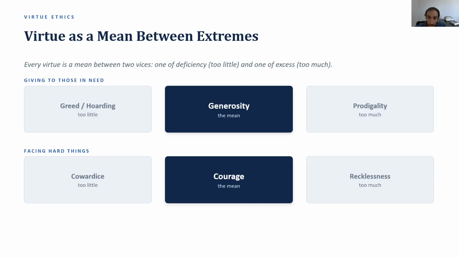And so, in short, virtues are a mean between two extremes, those extremes being an excess and a defect. Both extremes are vices, they are bad habits. The mean is the target, it's the good habit.